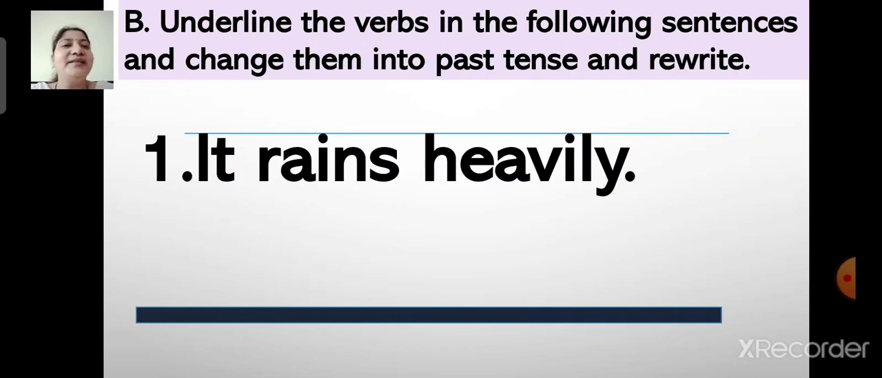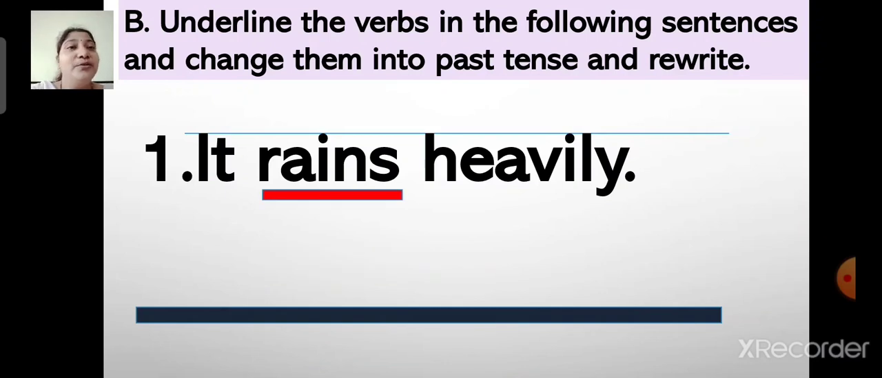Okay. Now let us read this sentence. It rains heavily. I repeat, it rains heavily. So children, identify the verb in this sentence. Yes, you are correct. The verb in this sentence is rains. So children, let us underline the verb rains.